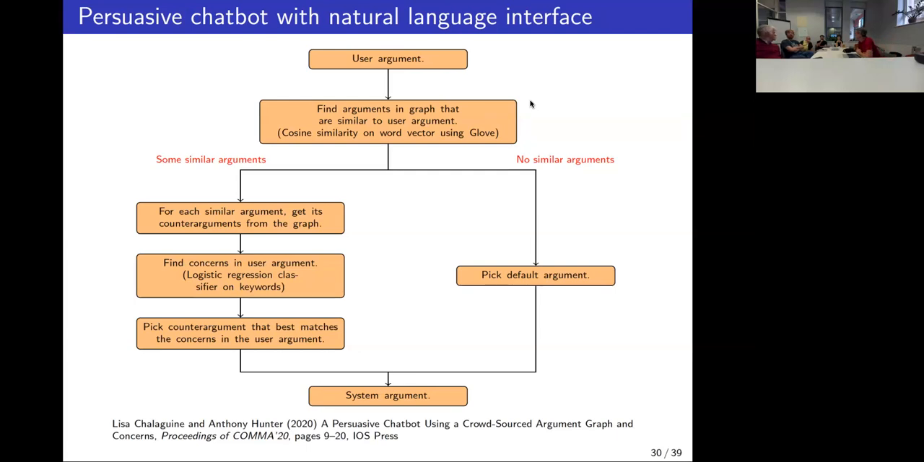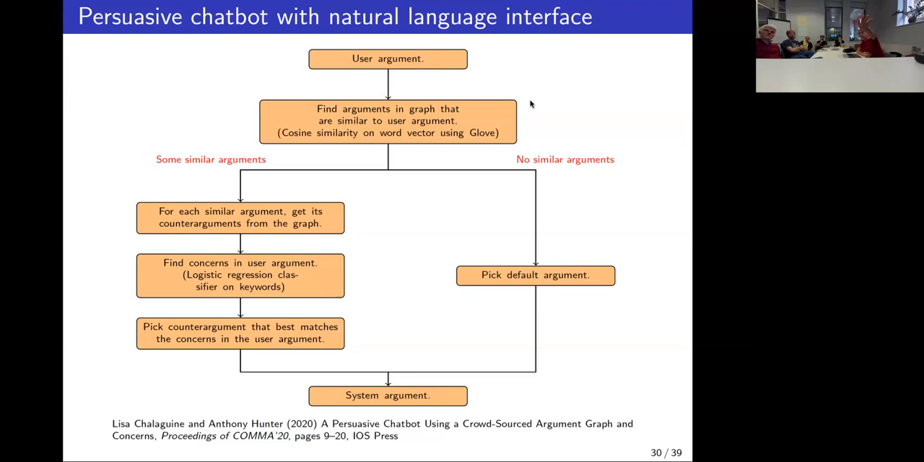Did it ever have problems with the valency of the argument? Did it ever find counter arguments that were supporting the person's original just because of the way it was matched? Off the top of my head, I don't remember that being a problem. But now you say it, I would have thought it would have been. I'm sure it would have happened some of the time.